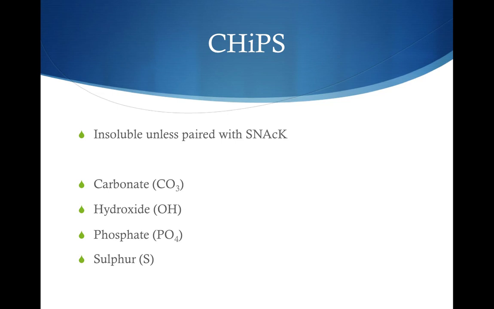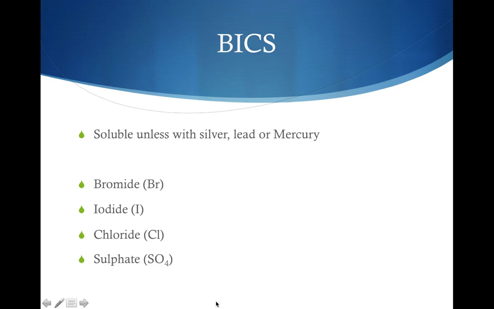So carbonate, hydroxide, phosphate and sulfide are always going to be insoluble unless you pair them up with one of the previous ones. And Bix, they're soluble unless you put them with silver, lead or mercury. So bromide, iodide, chloride and sulfate, soluble except in those circumstances.